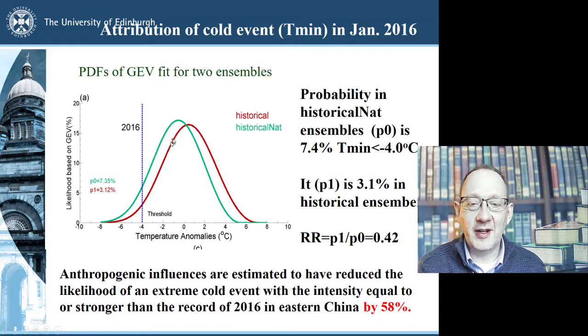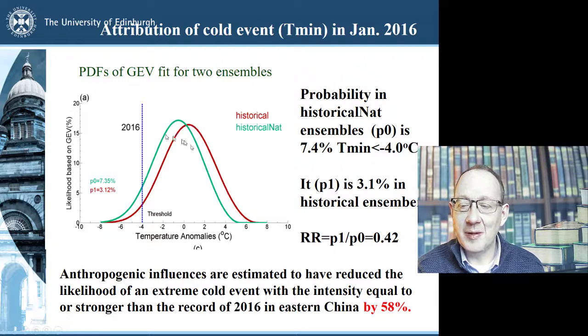And then they fit two distributions to the data. So they fit GEVs, and they look quite Gaussian. Here's our 2016 threshold. Here's our historical ensemble. Here's our natural ensemble in green. The probability of having temperatures below this 2016 threshold, -4, in the natural world is about 7%, 7.3%, while in the historical world, it's about 3%. So we don't get rid of the probability of those happening.